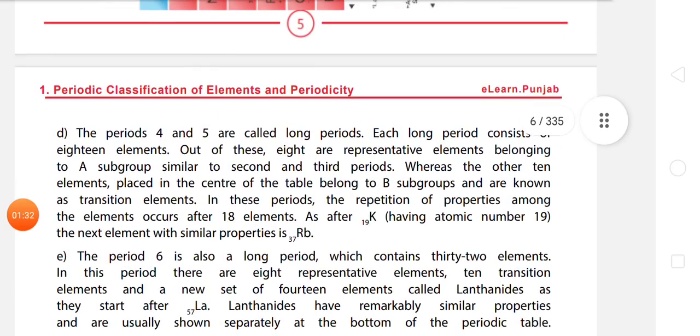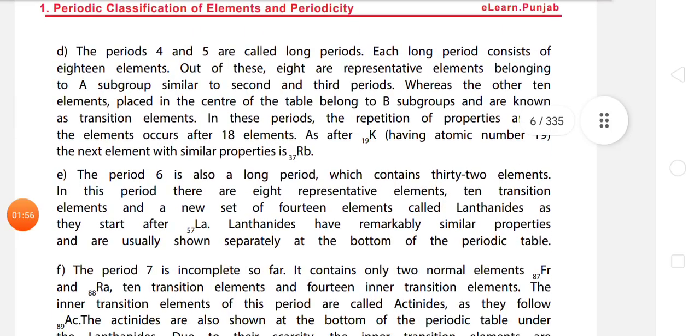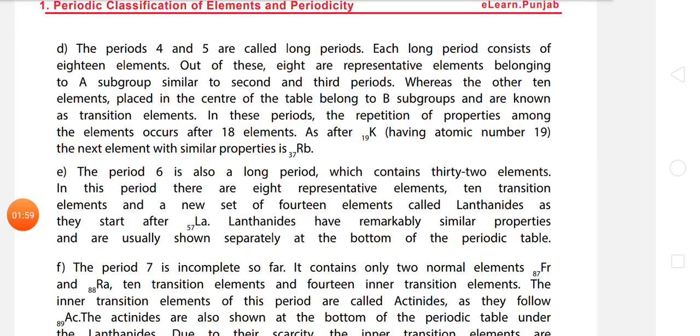Periods 4 and 5 are called long periods. Each period consists of 18 elements. Out of these, 8 are representative elements belonging to A subgroup, similar to the second and third periods, whereas the other 10 elements placed in the center of the table belong to B subgroup and are known as transition elements. In these periods, the repetition of properties among the elements occurs after 18 elements. After potassium 19, the next element with similar properties is rubidium.